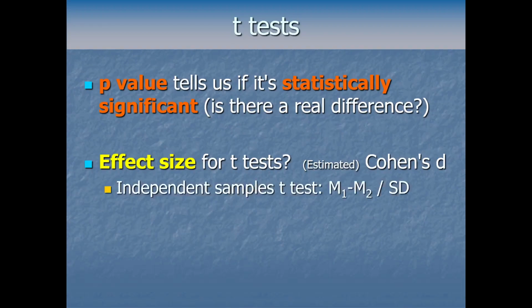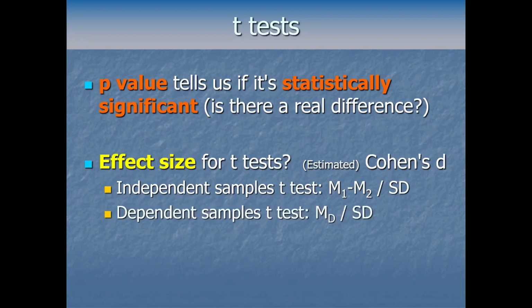So for an independent samples t-test, Cohen's d would just be the difference between your two groups, and you divide that by the standard deviation. Specifically, this is like the pooled or combined standard deviation between the two groups. That's what you divide by. But basically, Cohen's d is how many standard deviations apart the two groups are.